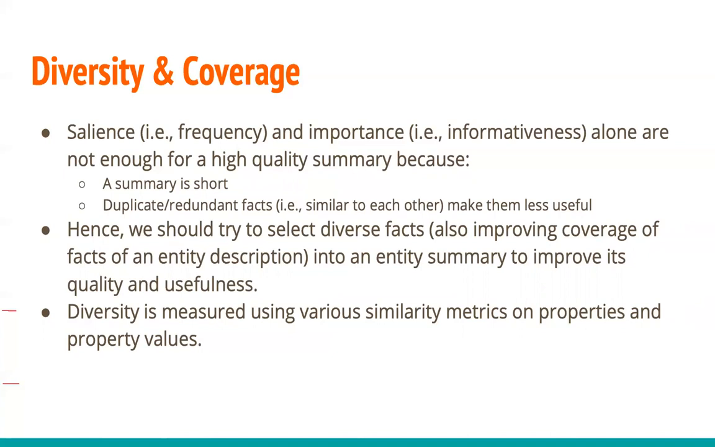But if we only use those ranking mechanisms and then try to rank facts, and then based on this ranking, we try to select a summary for an entity description, it could happen more often that you might select the same type or very similar facts into a summary, because you are not paying attention to whether you are selecting the same type or same kind or very similar facts. Because a summary is short, inherently we are selecting something very short from a large collection.